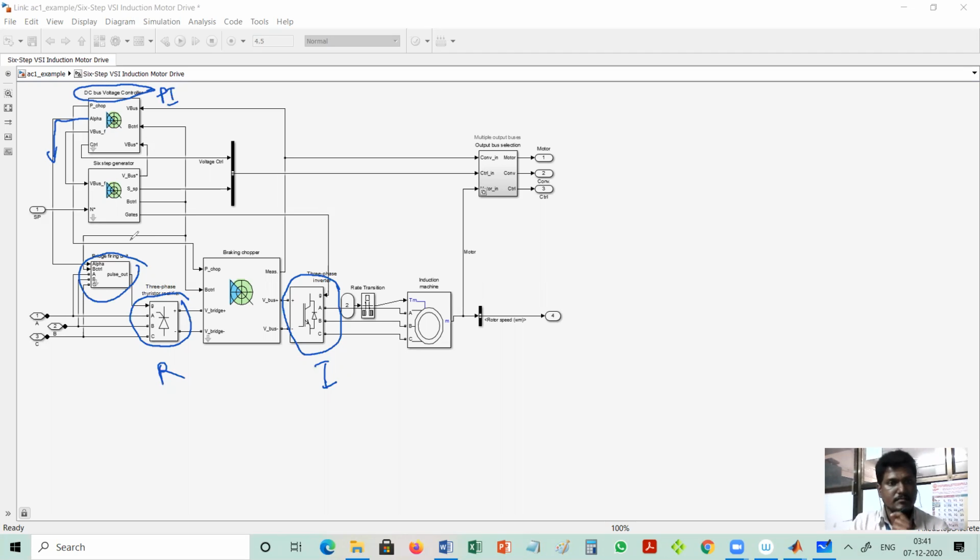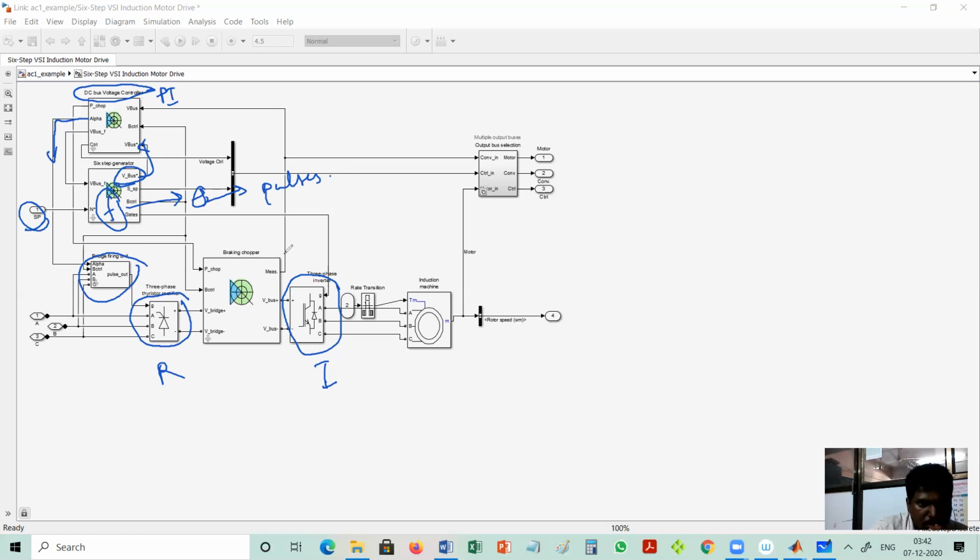Similarly, to control the inverter, the set speed, the speed command, should be converted into an appropriate frequency command, and that frequency command is converted into VDC star or VBus star, which is given as an input to the DC bus voltage controller. And again that frequency is converted into theta, and that theta is converted into pulses. So all these things are there in that block.